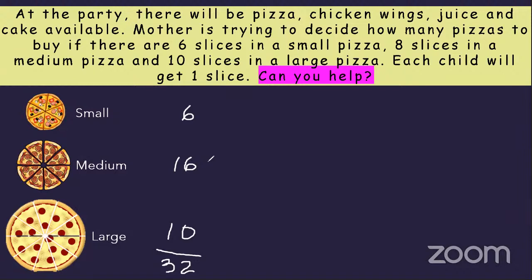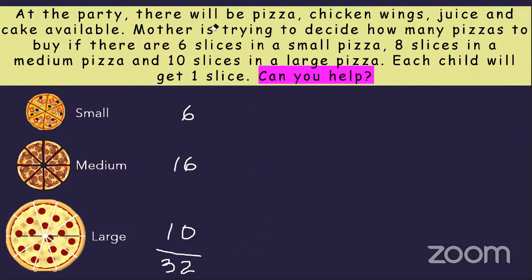All right. So Kaylee says that we can get 1 small, 1 medium, 2 large. Let's try that one out. 1 small is 6, 1 medium is 8, and 2 large is 20 slices. So let us see what's going on here. So 6 plus 8 is 14, and 20 would be 34. So Kaylee, this one won't work, because we need 32 slices of pizza. All right, so go ahead and try again.